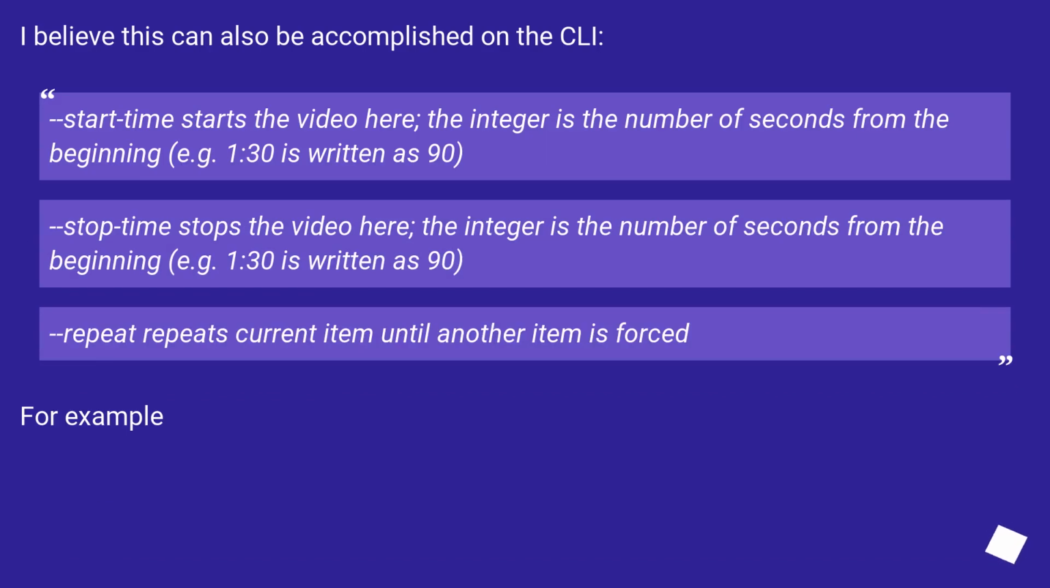I believe this can also be accomplished on the fly. Start time starts the video here. The integer is the number of seconds from the beginning. For example, 1:30 is written as 90.